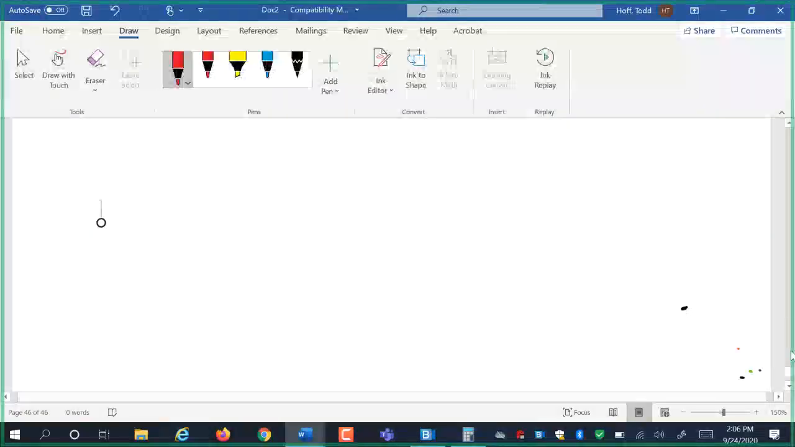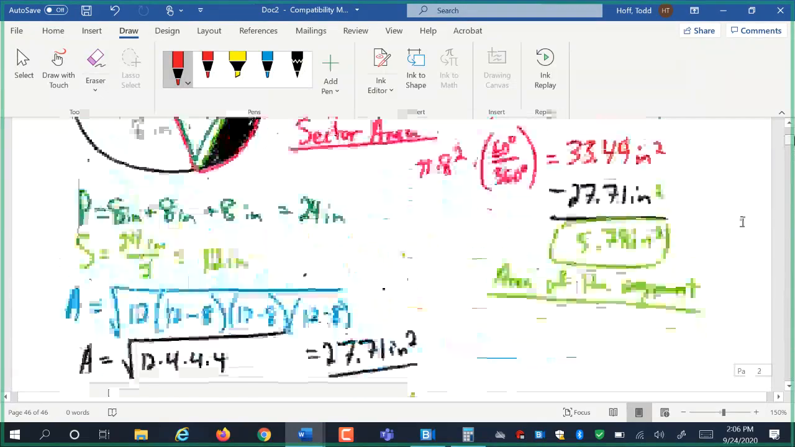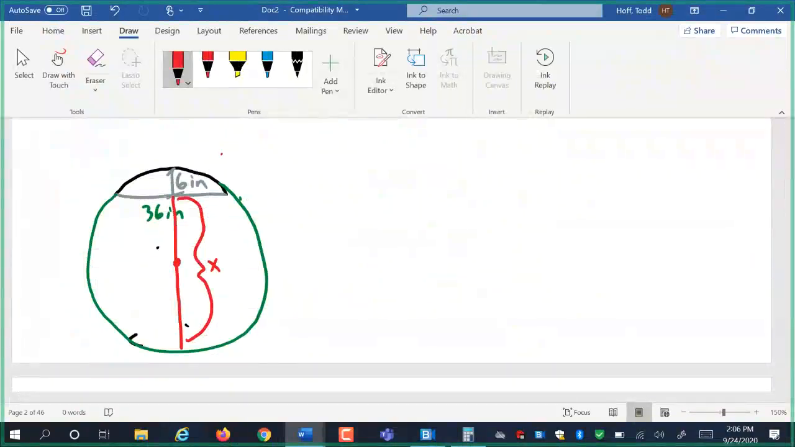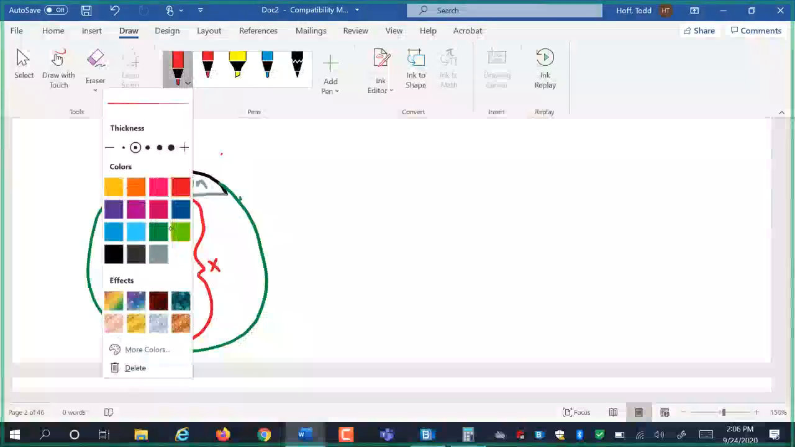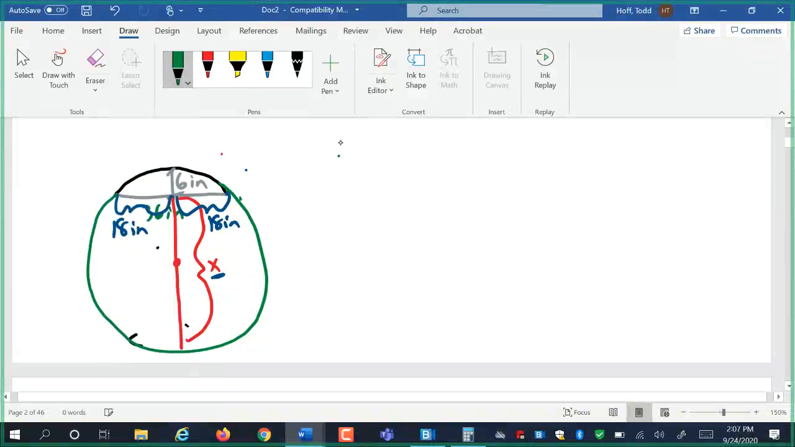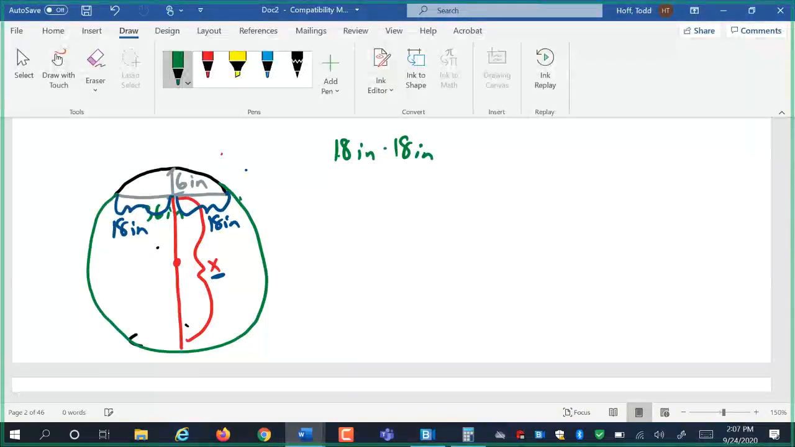Another rule of chords in a circle is that if a chord intersects a diameter or a radius at a right angle, it cuts it in half. So this 36 inches is going to get cut in half to 18 inches here and 18 inches over here. So now we know how to find the length of this piece X, because 18 inches times 18 inches has to equal 6 inches times the X.